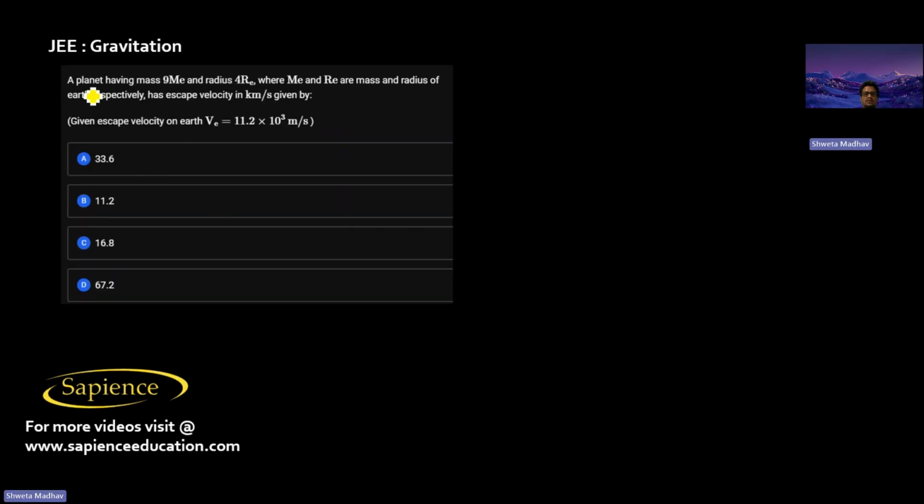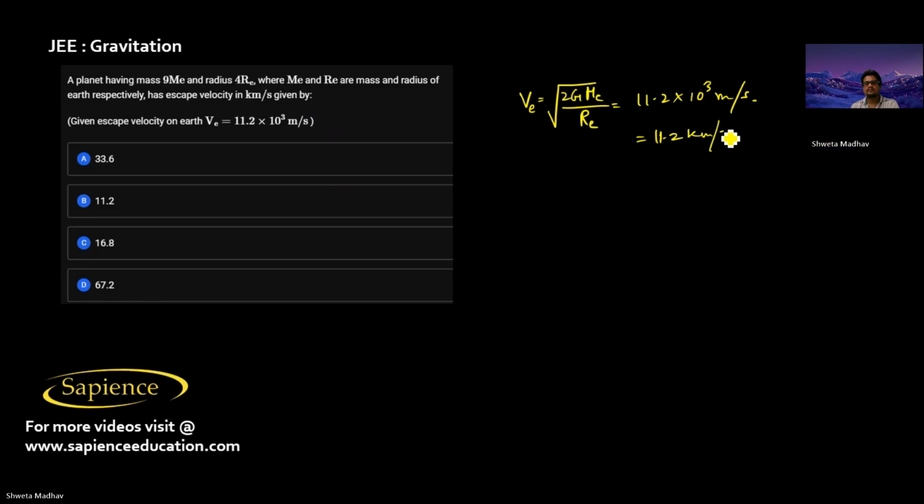Then it is told that a planet having mass 9 Me and radius 4 Re, where Me and Re are the mass and radius of the Earth respectively, has escape velocity in kilometer per second to be asked. You know that escape velocity on the surface of Earth is equal to root of 2GMe by Re, which is equal to 11.2 into 10 power 3 meter per second, which is equal to 11.2 kilometer per second.